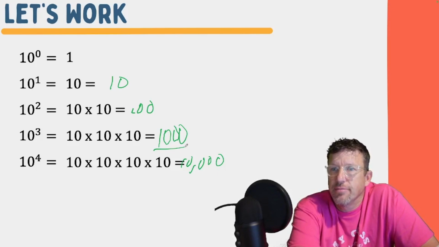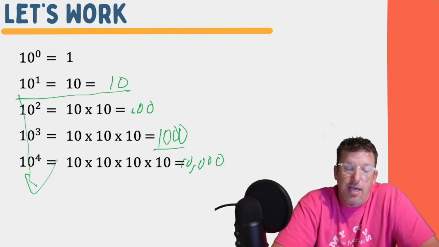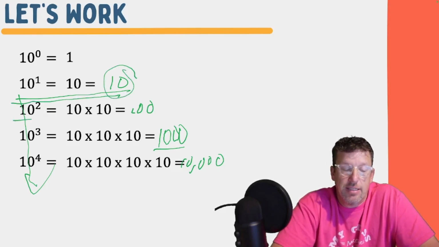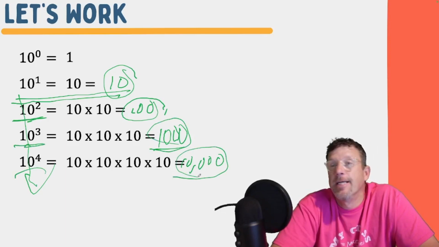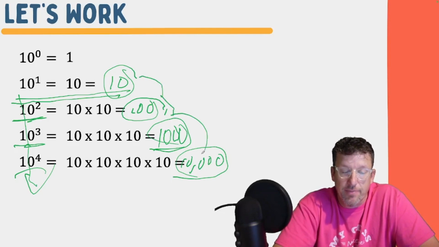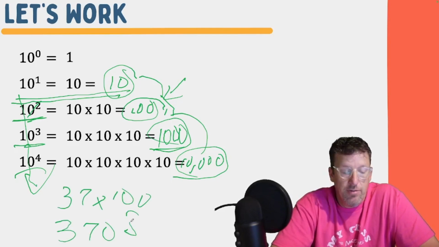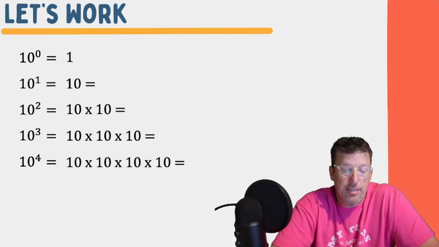I do. I see some pretty cool patterns. Every time we go up by one number in the exponent, so this was 10 to the first, we have 10. This is 10 to the second, we have 100. 10 to the third, we have 1,000. 10 to the fourth, we have 10,000. What's the pattern? Well, they just keep getting 10 times bigger, just like the place value chart. But also, every time you multiply something by 10, you are simply putting another 0 on the end of the number.